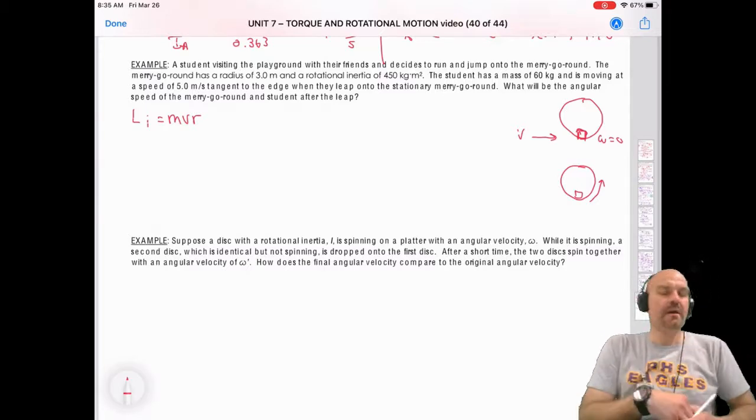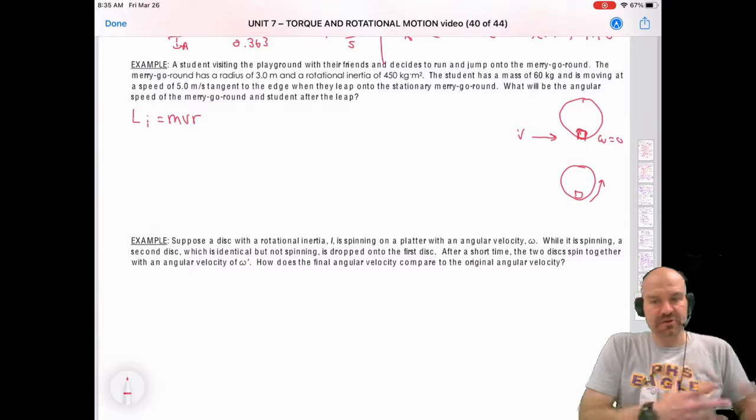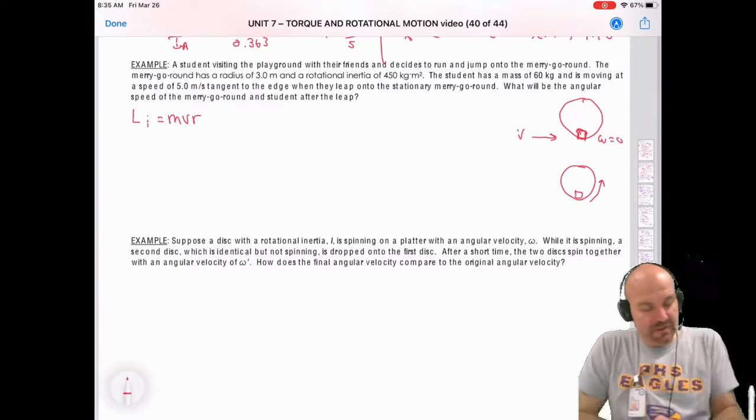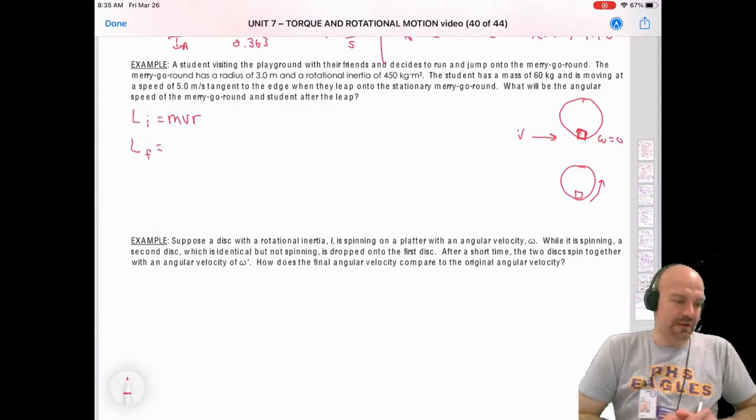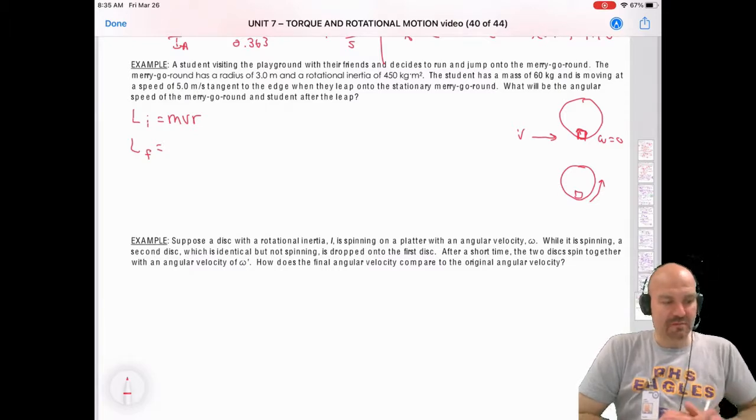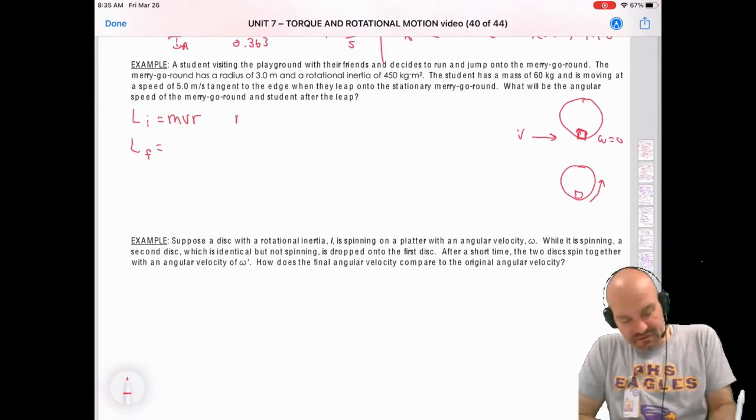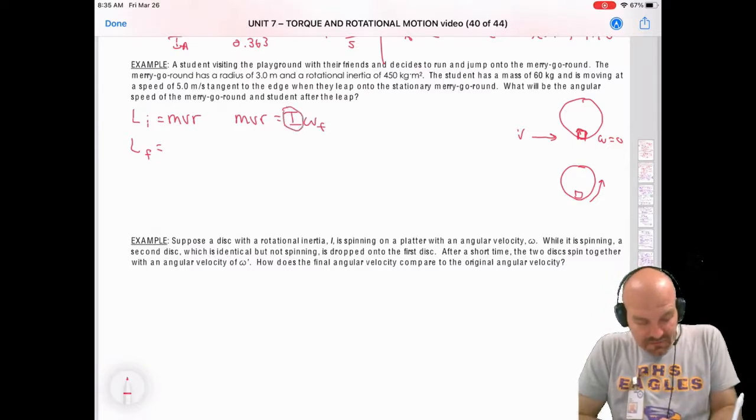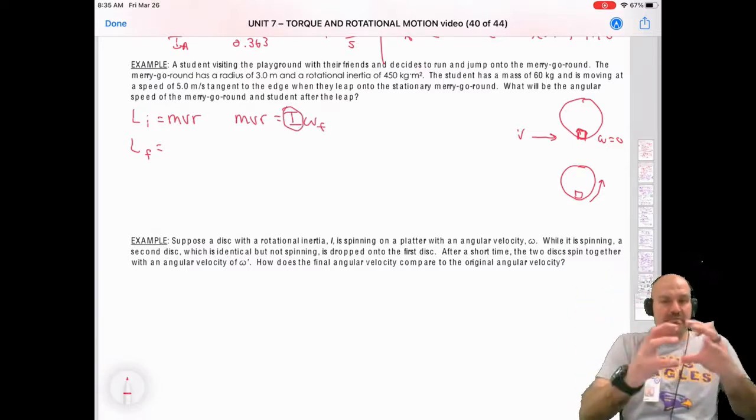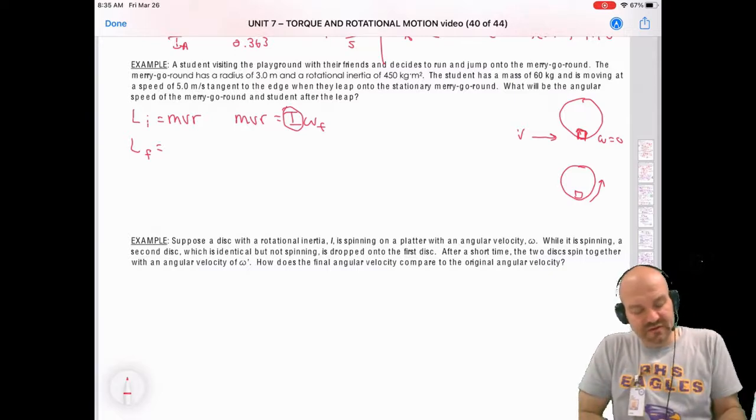So this is like an inelastic rotational collision, right? In some way. So our initial, or our before angular momentum will be MVR, and our after will be I omega F, right? And so we're going to say MVR equals I omega F. But something that we have to do is, because now they're one big system, we need to find the total moment of inertia. Sorry, I forgot to write I omega F here.